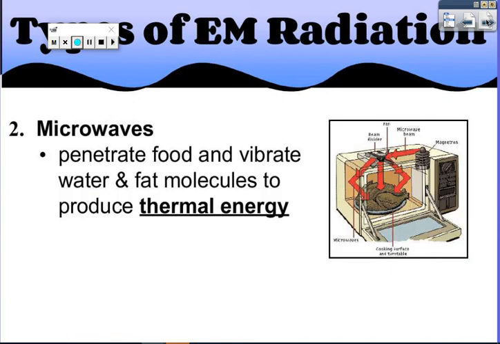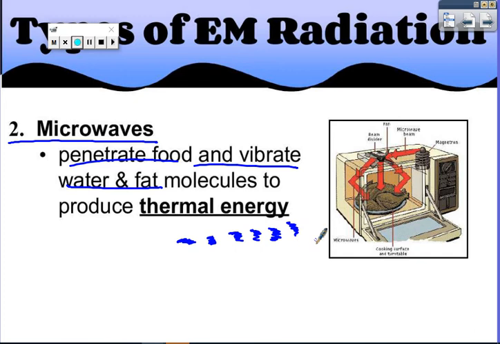The second type of waves on the spectrum is microwaves. So we're getting a little bit faster. These penetrate food and vibrate water and fat. So they're pretty much putting energy into your food, and when you do that, your water molecules start doing this. And as we know, motion is heat. So as those water molecules start speeding up, it heats up your chicken. This is going to create thermal energy. So microwaves penetrate things and cause the molecules to vibrate, causing them to get warmer because vibration is heat.